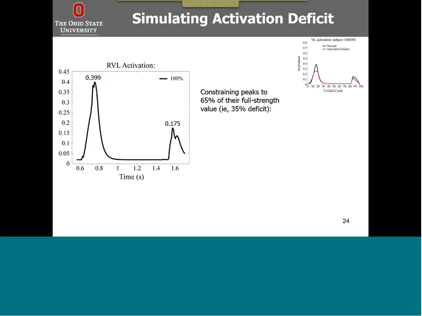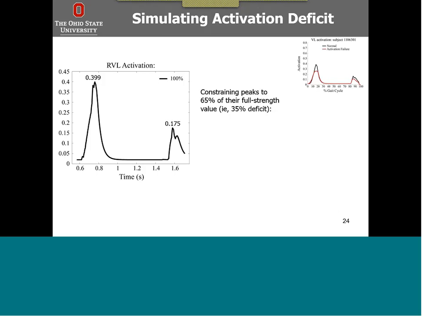And I'll explain a little bit more about the pros and cons of this approach in the discussion at the end of the webinar. So again, using the right vastus lateralis muscle of one of our subjects as an example, we first plot the activation for the full strength simulation, and then we use some simple custom MATLAB code to determine the values and locations of the peaks in the activation.